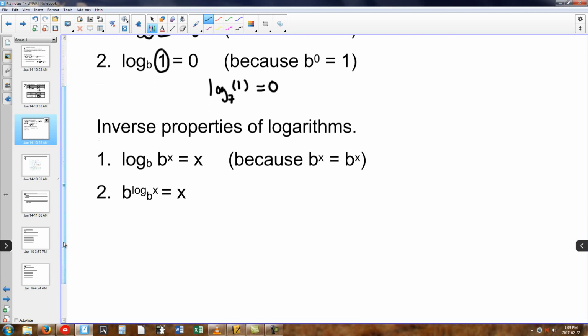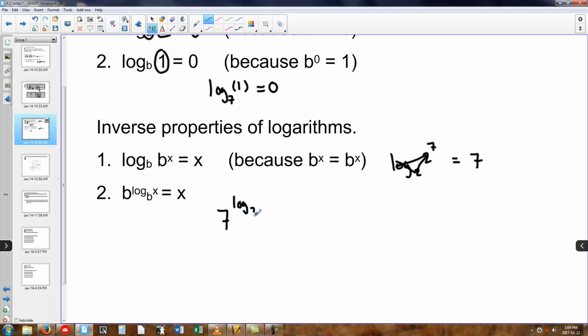Now there are a couple of inverse properties. If you have log, let's say, base 2 of 2 to the 7th, the log base 2 and this 2, these three pieces right here are going to cancel each other out, and you're left with 7. Whatever the exponent is on top of everything is going to end up being your answer. Consequently, if you have 7 raised to the log base 7 of, say, 10, this stuff right here is again going to cancel itself and give us 10.